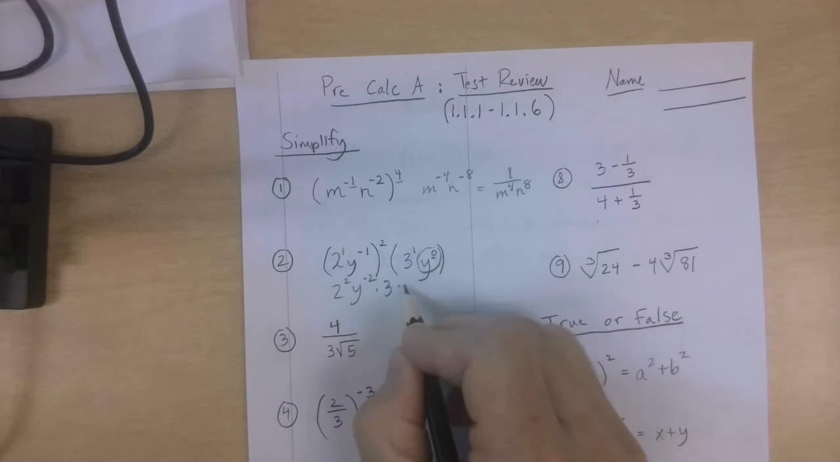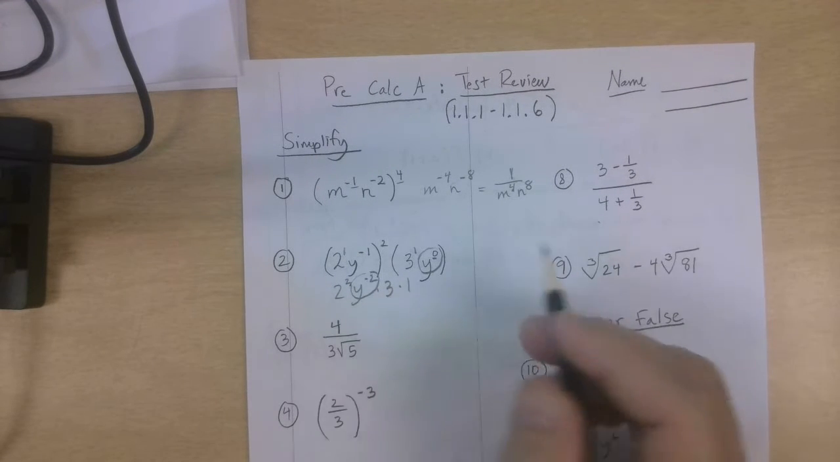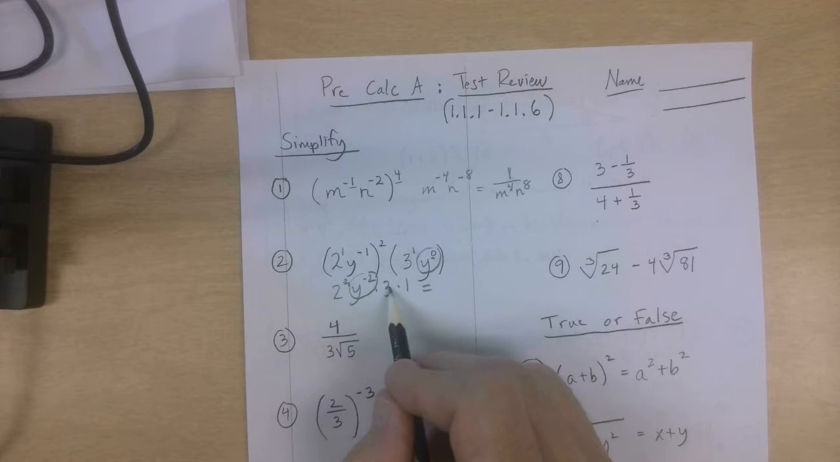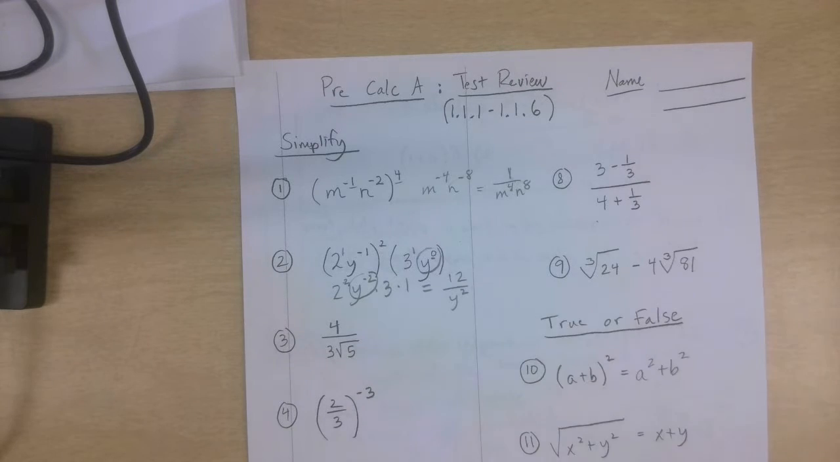Anything to the 0 power is 1. Now the only thing to a negative exponent is right there. So that is going to be shooting down. So 2 squared is 4. 4 times 3 is 12. Times 1 is 12. All over y squared.